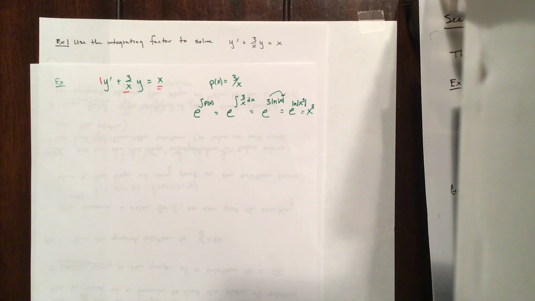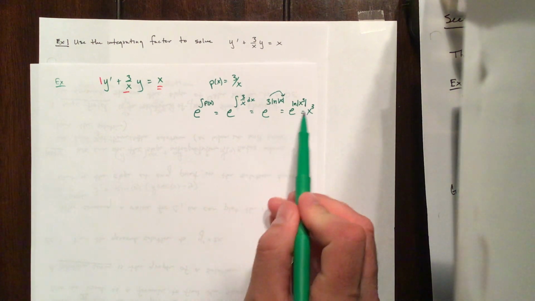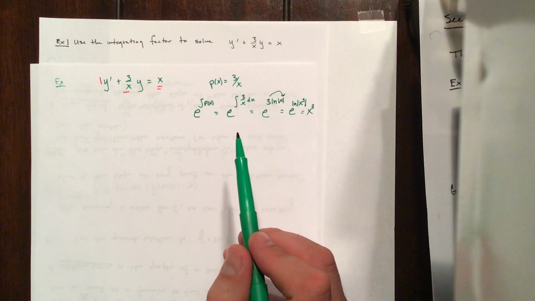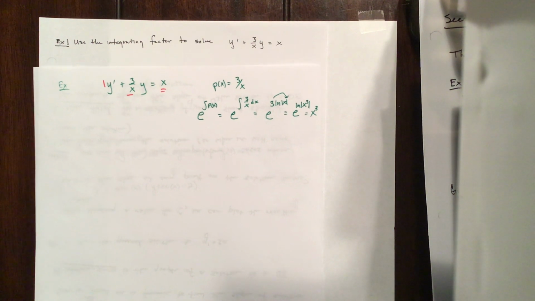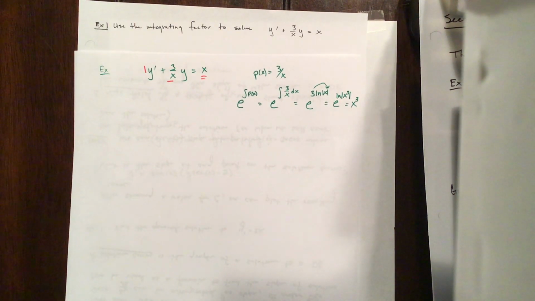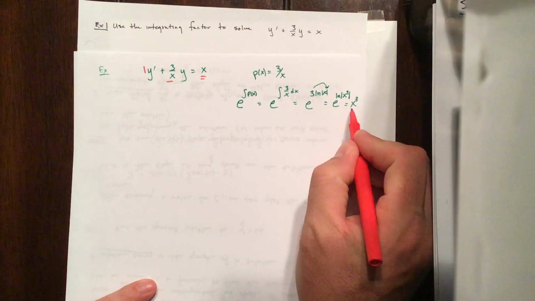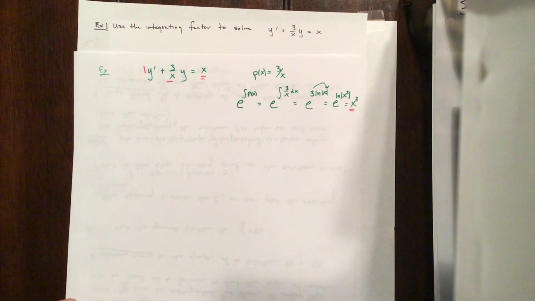Now, yes, I missed a plus c. Yes, I'm not talking about the absolute value bars. There is an explanation. You can read it in the book why you're not going to use the plus c, why you're not going to use the absolute value bars. I'm going to leave it out of the lecture, and I'm just going to say this is what you do. So now we know that the integrating factor for this problem is x cubed.